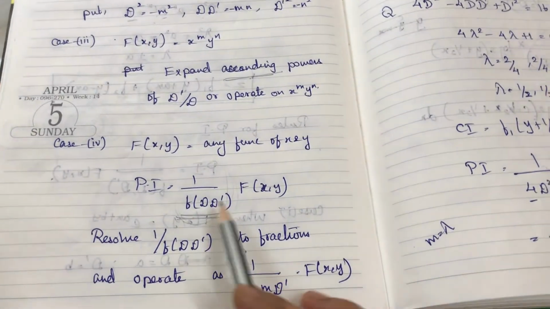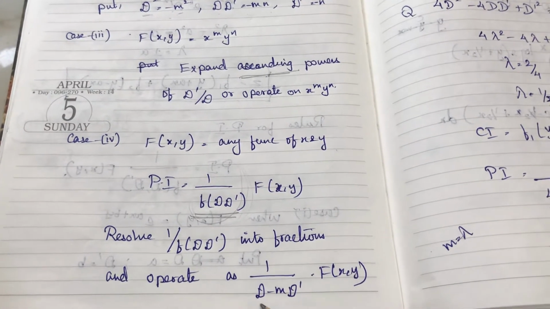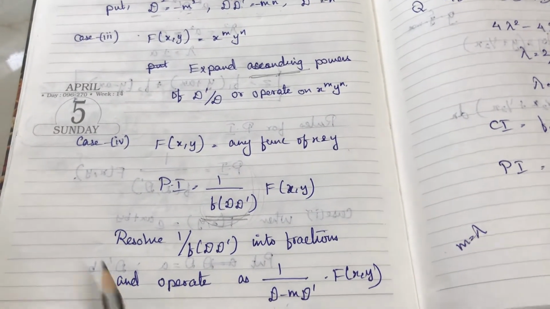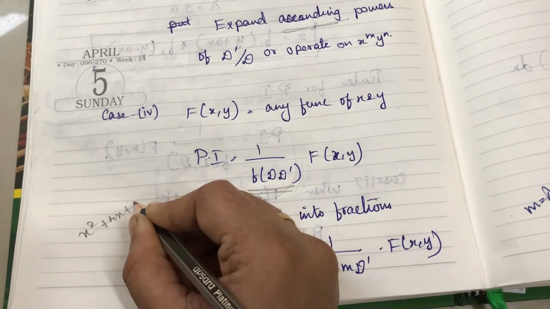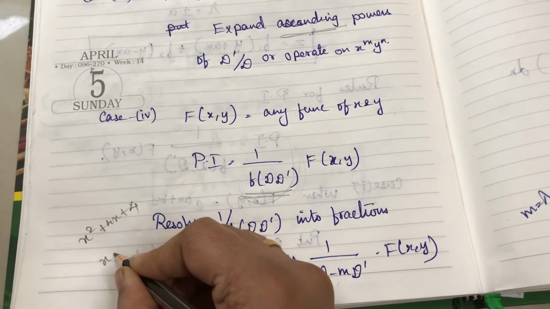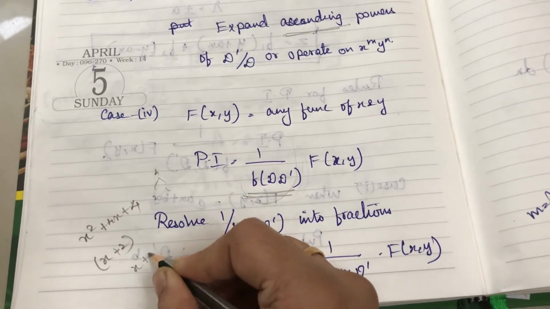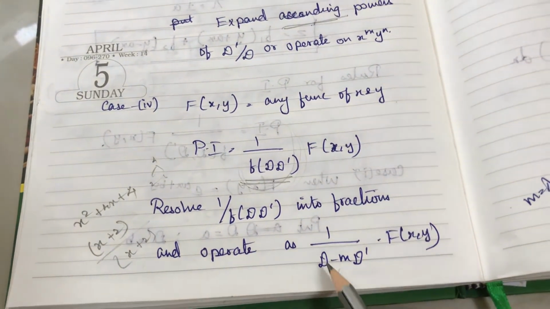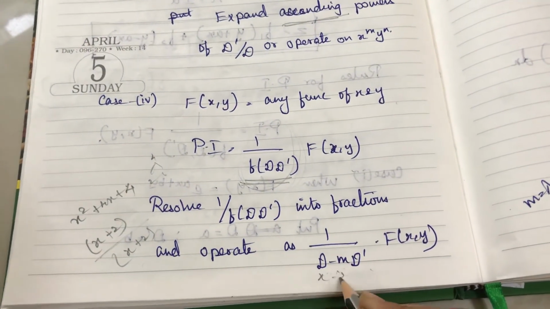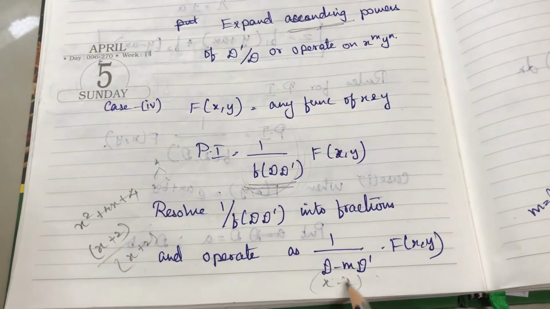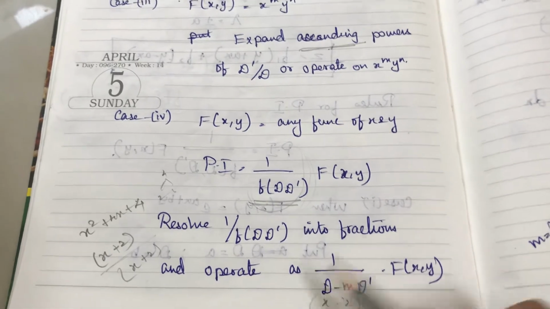How can I resolve it? You can easily write this operation as 1 by D minus m D dash. Normally we write the auxiliary equation, like x square plus 4x plus 4, which you can write as x plus 2, x plus 2. Likewise here we are writing D minus m D dash. This is like x minus 2, right? If we write like this, m is the root. So instead of x I am just putting D minus m D dash. You need to operate like this and you will be able to solve this.